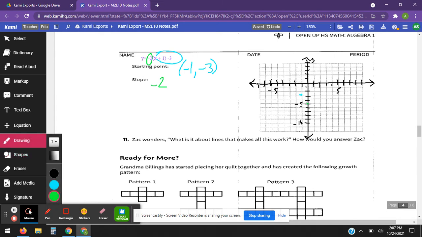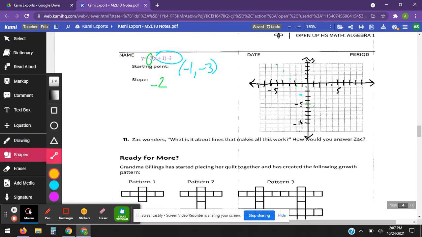I might actually put a couple more points in here, which means I can go up. I'm going up and down. Oh, not there. All right. So now I can do my line. It kind of goes through these points. Boom. All right. So there is my line of this.